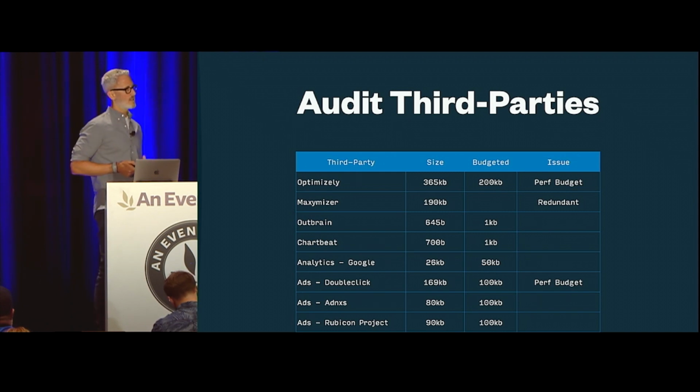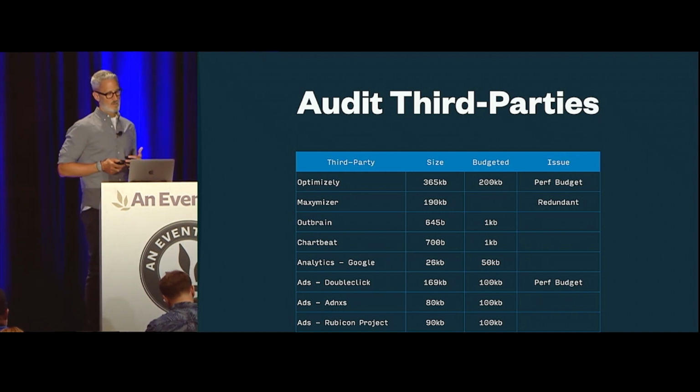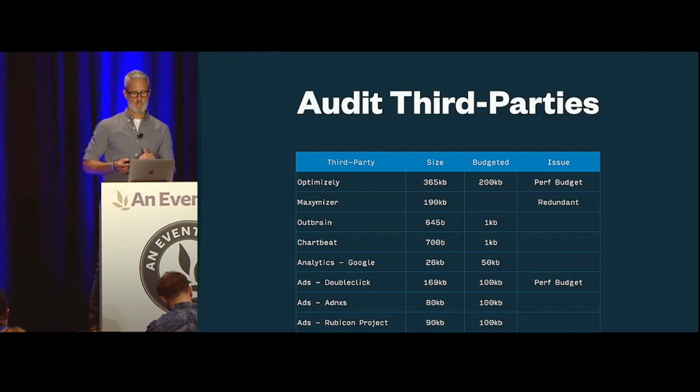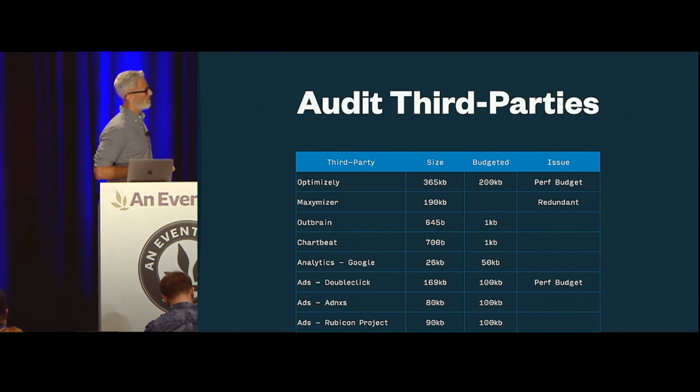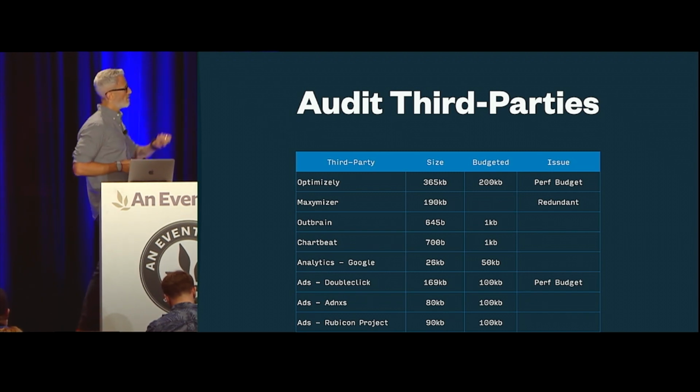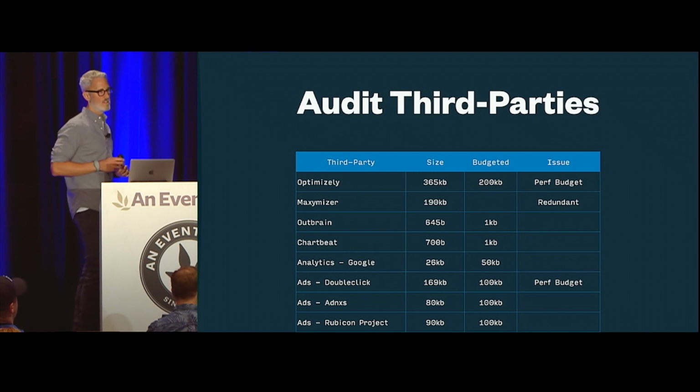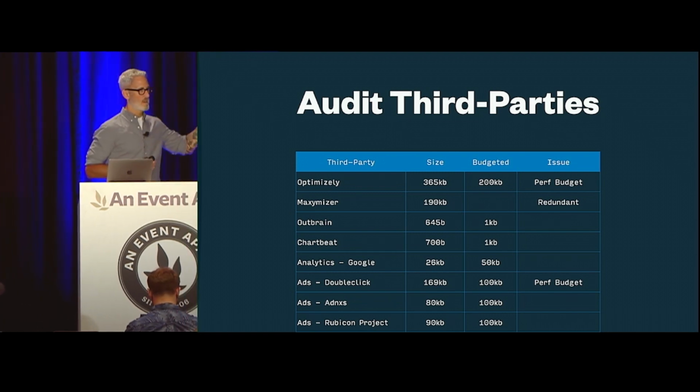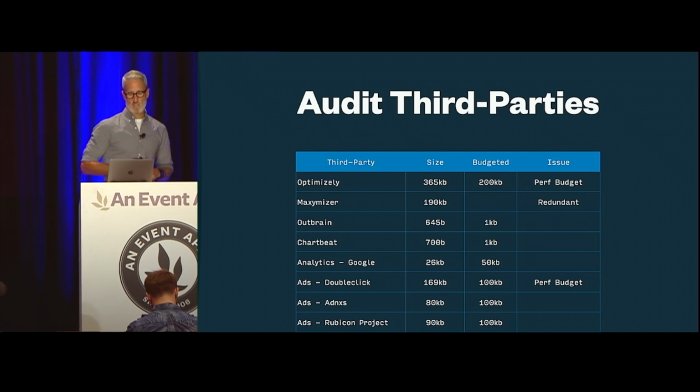You can begin to do this every 3 months, which would make sense. Sometimes an itemized list can help, but you could go through and generate a report for meetings and have action items. Maybe on the far left, this one is larger than we budgeted for, so we have a performance budget issue. And then, oh, we have Maximizer and Optimizely. We do not need 2 A/B testing tools, so this one now is redundant. So you can go through, have a quick meeting, and clean up as necessary.